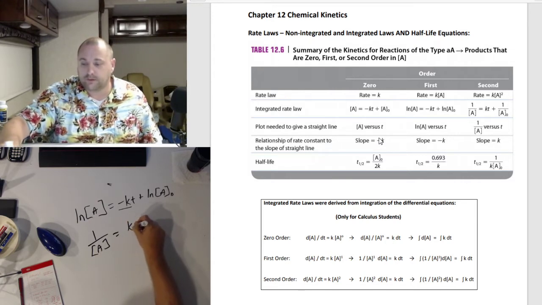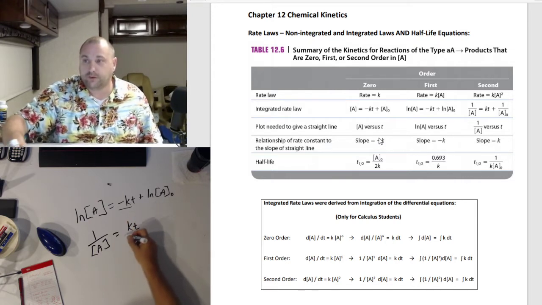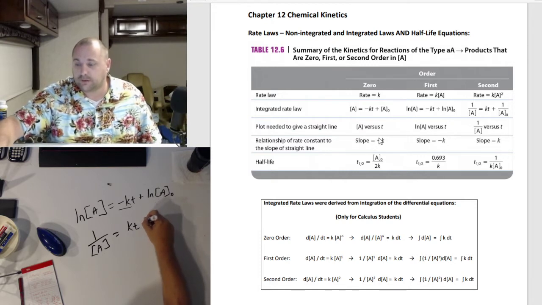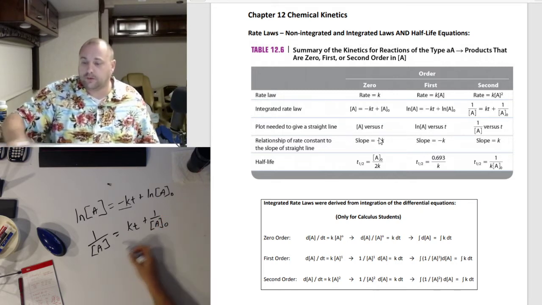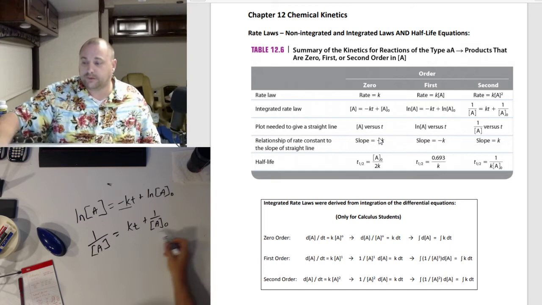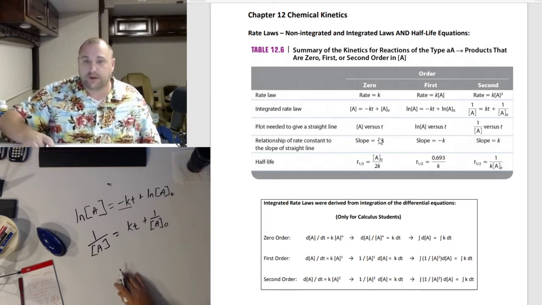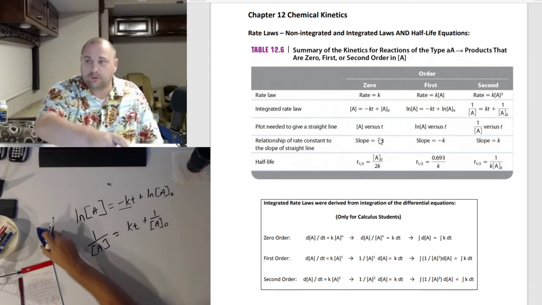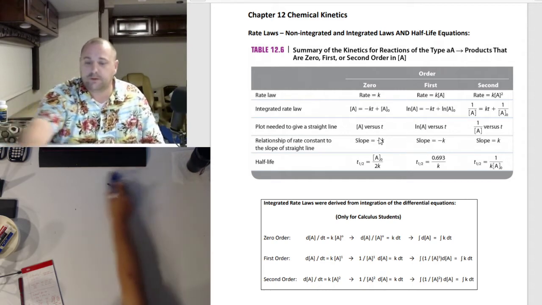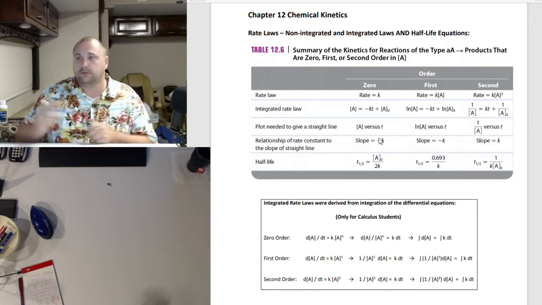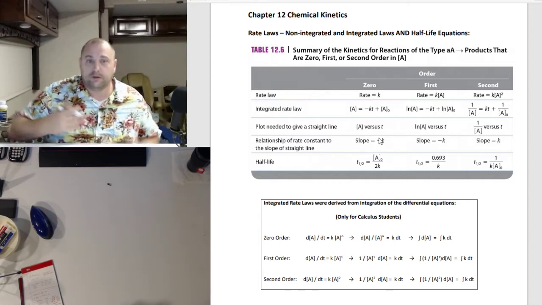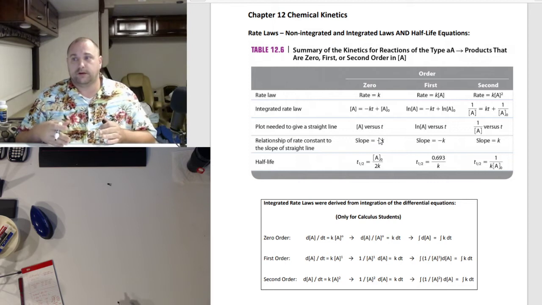Now notice here that the slope is a positive k. That has to do with that having been squared. All right. And so here I'm going to be graphing 1 over this concentration versus time. And what this really does for us is allow us to use this table and look at graphs and be able to tell what kind of interaction it is.